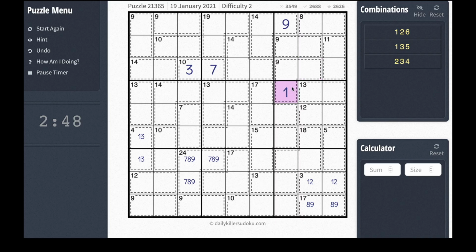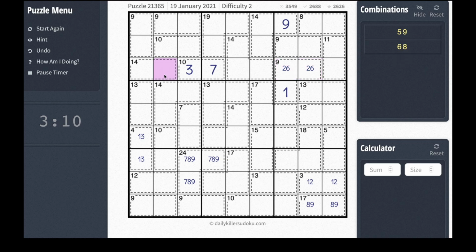First of all, here's a good place to start. If you've got a 1 in this 3 cage, it can't be a 2, 3, 4. It's got to be one of these 2 combinations. And look, we've already got a 3 in this row. Remember, numbers can only appear once in a row, so we can eliminate the combination with 3 in it. So this here has to be a 2, 6.